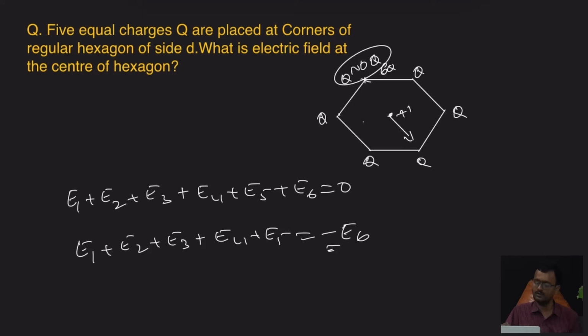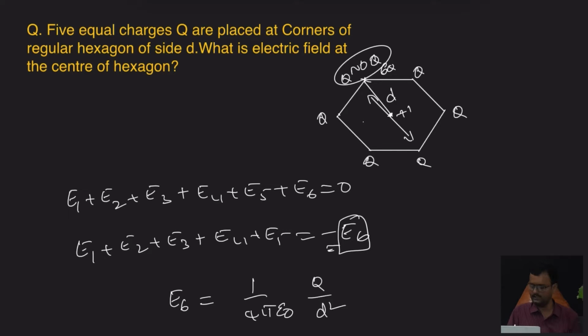See here, so this vector whose magnitude is E6. So what is the magnitude of E6? That is equal to 1 by 4 pi epsilon naught q. So what is this distance? The distance is d, q by d square. So the magnitude is this and the direction is this one.